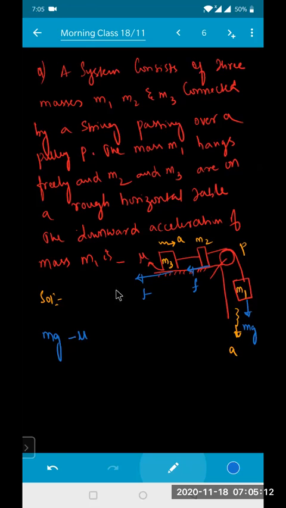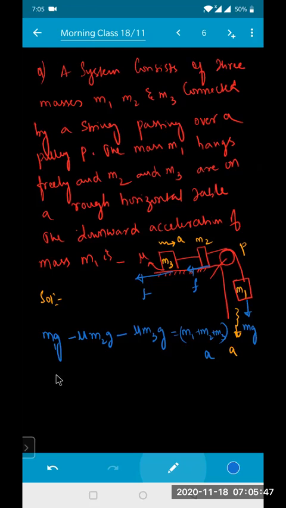The system consists of three masses m1, m2, m3 connected by a pulley. So this one is m1 into g minus mu into m2 into g minus mu into m3 into g, equal to m1 plus m2 plus m3 into the common acceleration, that is a.